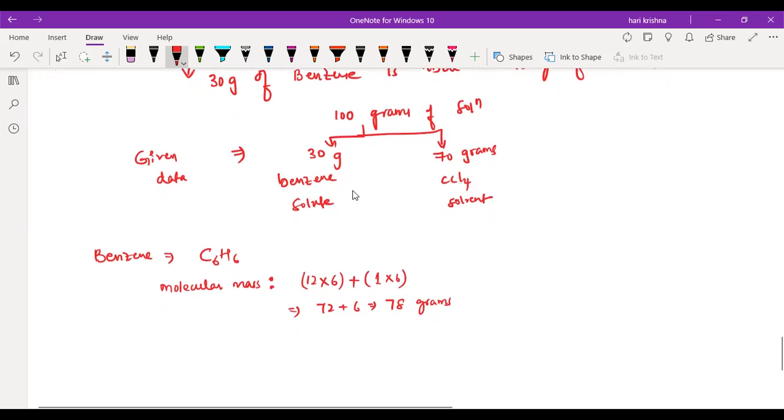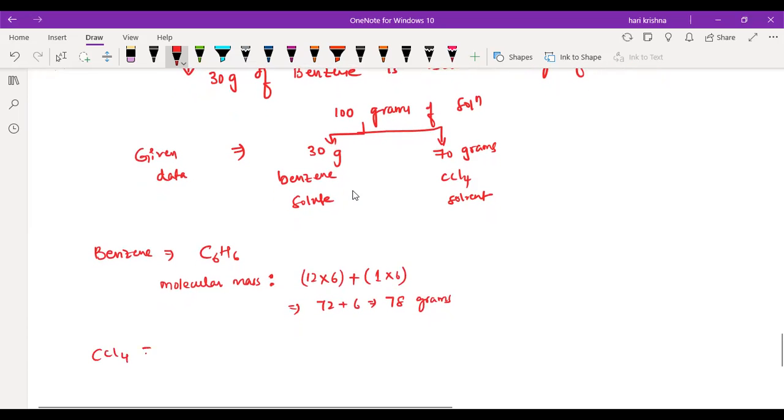Next, CCl4. What is the molar mass or molecular mass? 12 into 1 plus 35.5 into 4. 12 plus 35.5 into 4, how much? 142. So the total mass is 154 grams.